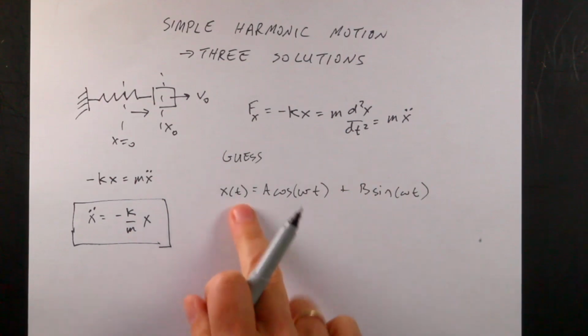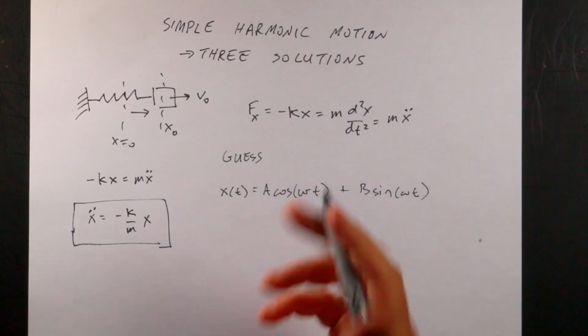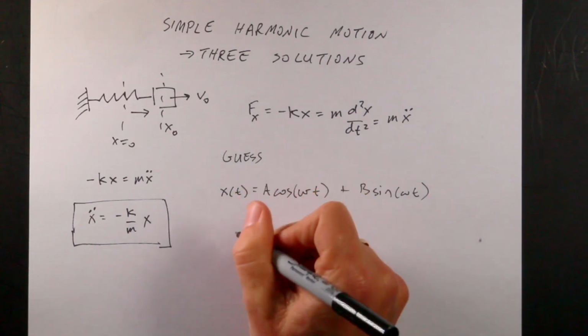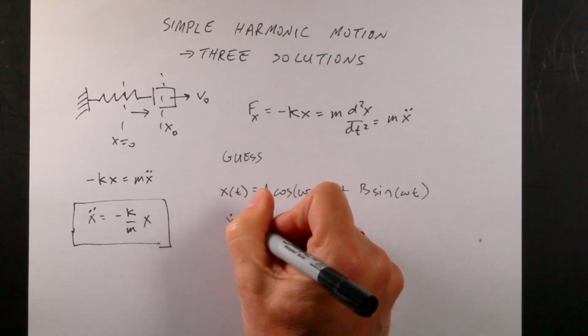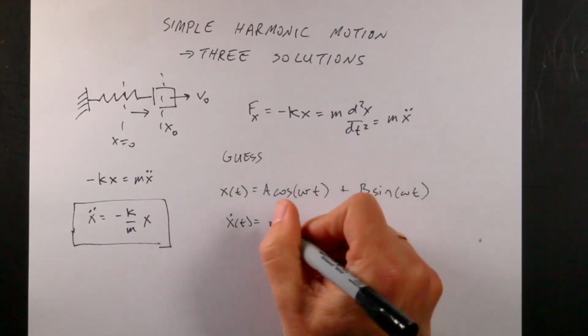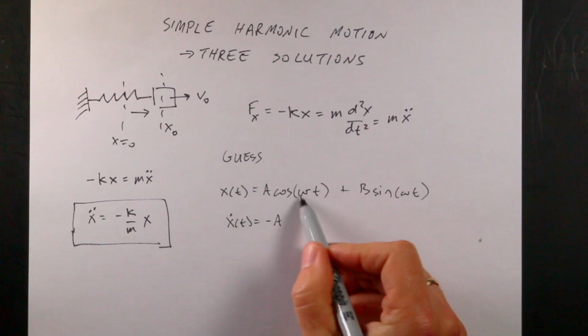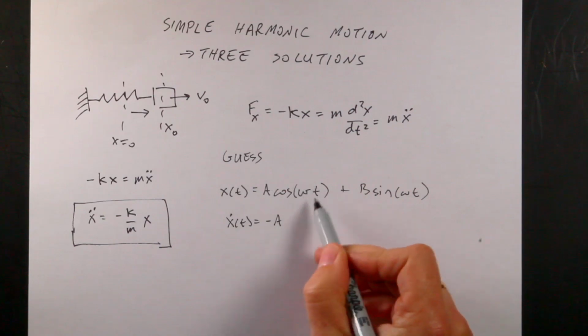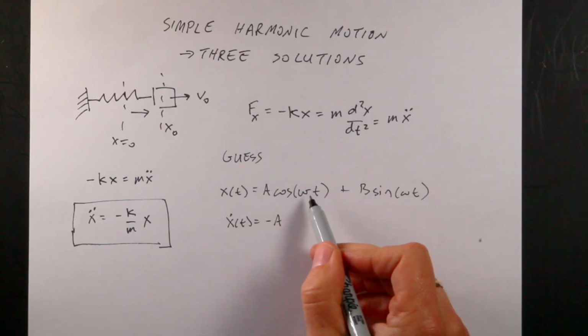Okay, so let's take the derivative of this twice and see what we get. So I'm going to take the derivative of it once, x dot as a function of t. The derivative of cosine is negative sine, so I get negative a. But then I have to take the derivative of the stuff inside. The derivative of omega t with respect to t is omega.